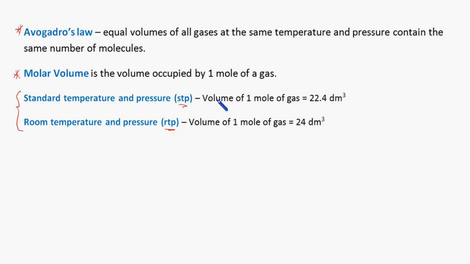So at STP, 1 mole of a gas is equal to 22.4 dm cube. At RTP, 1 mole of a gas occupies a volume of 24 dm cube. Now in most questions, they will give you what is STP and RTP, but you should try to remember it. So STP is 22.4 and RTP is 24 dm cube.